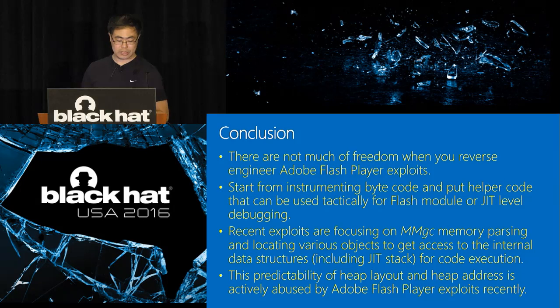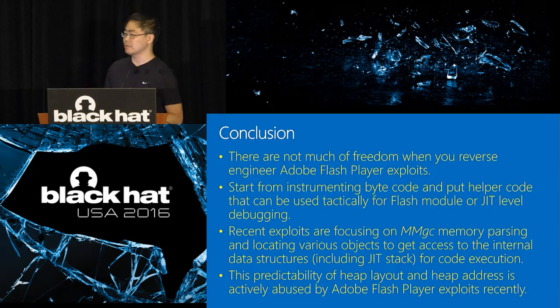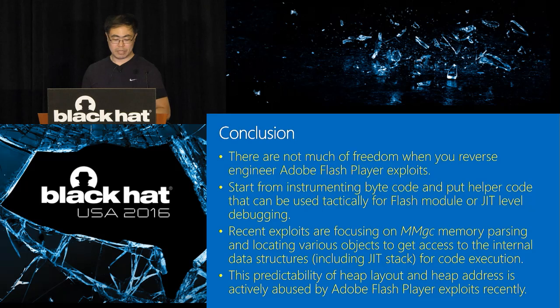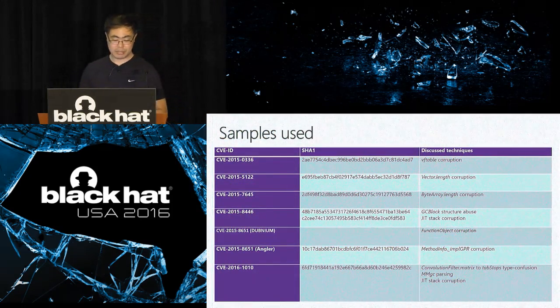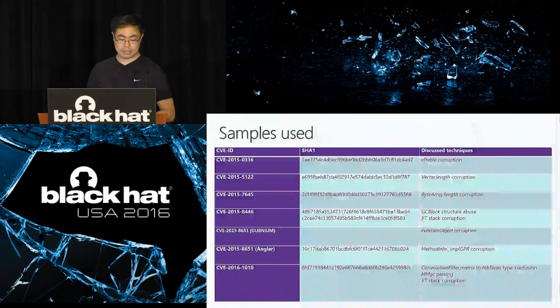And the last one is that the predictability of heap layout from MMgc can be a problem, because we saw a lot of exploits using this, and you don't even need a few gigabytes of heap spraying, just a few megabytes of heap spraying makes this condition happen. Those are the conclusions, and we share the sample code that we used. Probably you can find it from somewhere here. For every CVE number and the exploit code, the techniques are shared here. So if you want to study these cases, you can do it yourself.